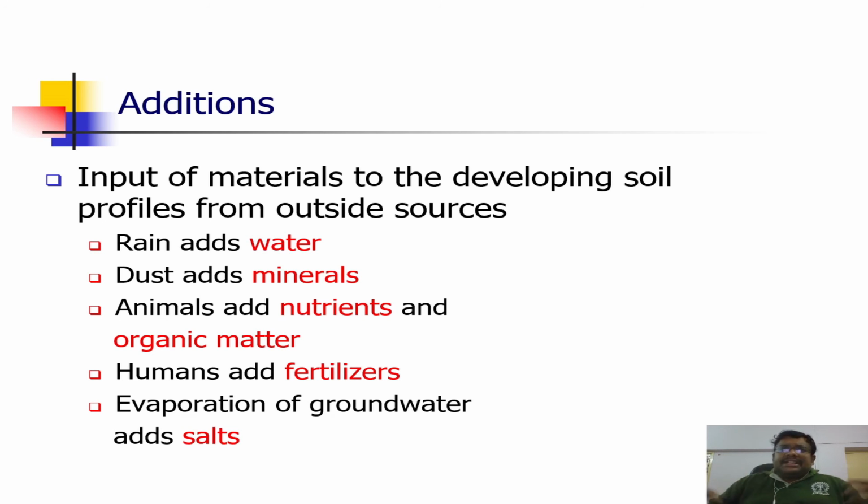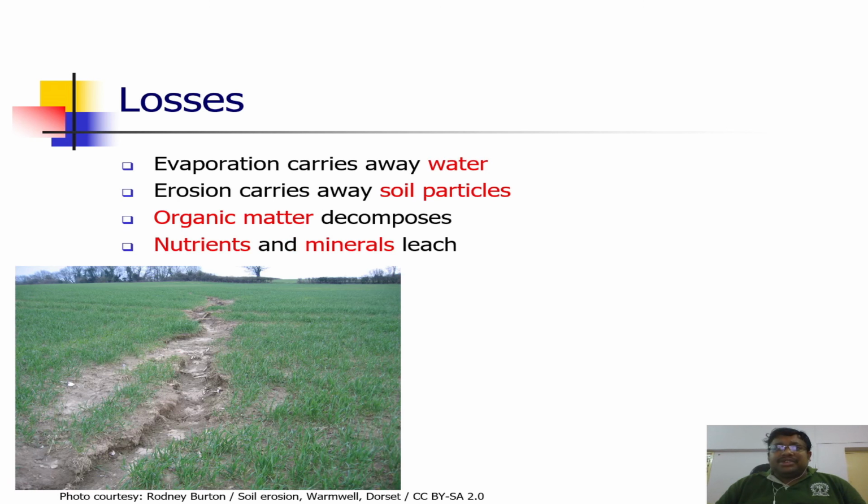So these additions are required for development of specific horizon. For example, these animals, when they die, they will come into the soil and they will decompose and form this organic matter. When it accumulates at the top of the soil, it will form the O horizon. Okay, so this is an example of addition based soil formation.